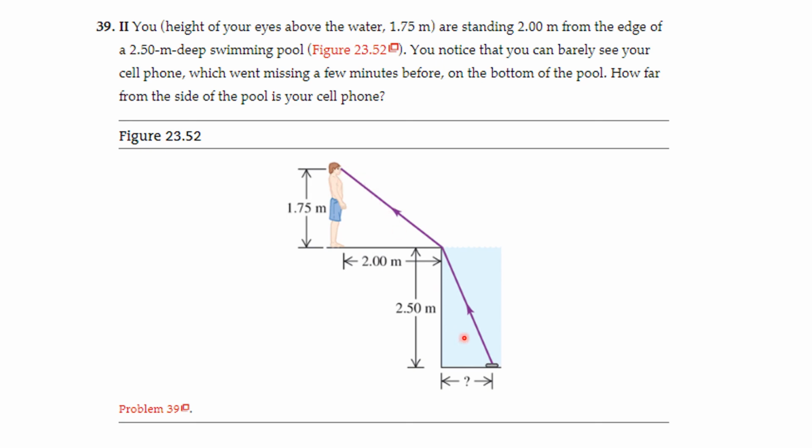So the light reflecting off the cell phone hits the water, is refracted, and then you can see it. How far from the side of the pool is your cell phone? What is this distance down here shown with the question mark? I think that's a good problem tying together much of what we've talked about in this lecture.